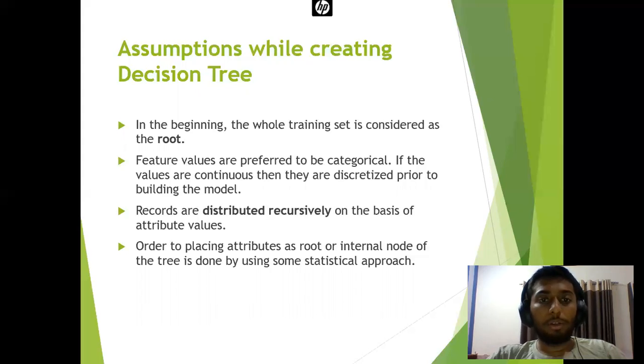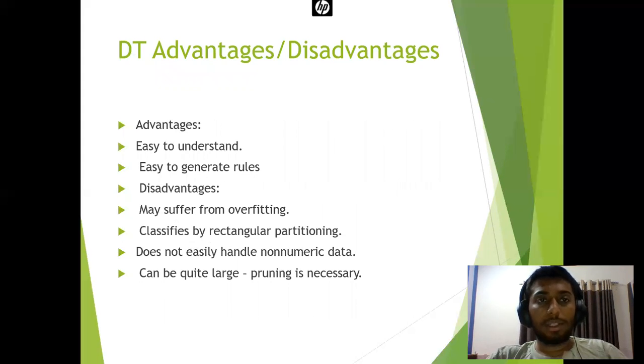Records are distributed recursively on the basis of attribute values. And placing attributes as the root or internal node of the tree is done by using some statistical approach. These are some advantages and disadvantages of decision trees. The advantage is that it is very easy to understand and easy to generate rules, as we are doing it in a step-by-step process by simplifying each question or each classification.